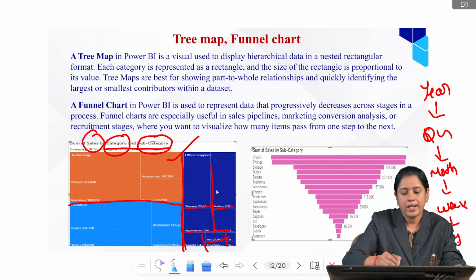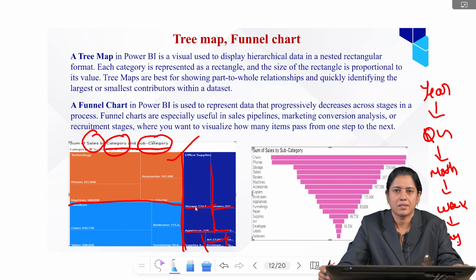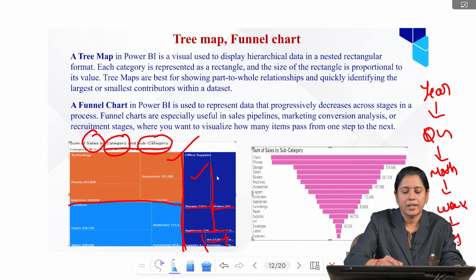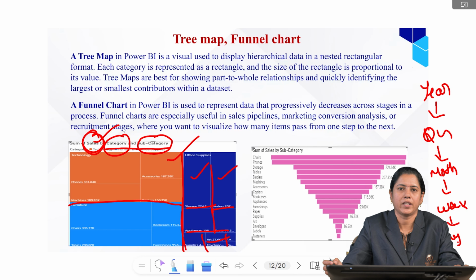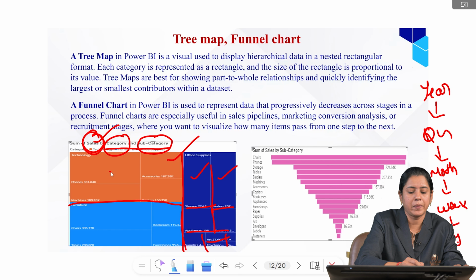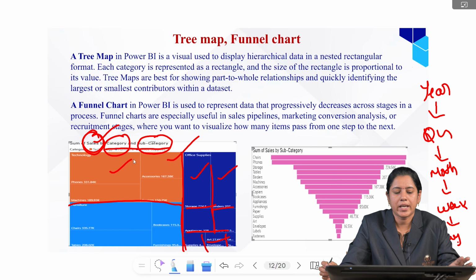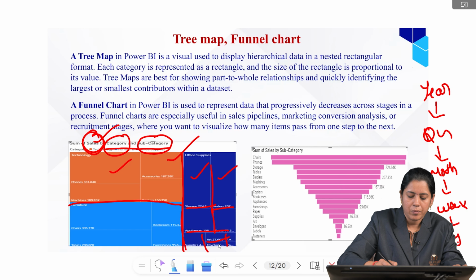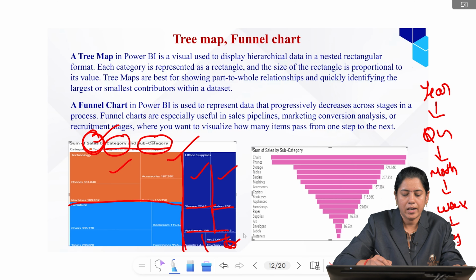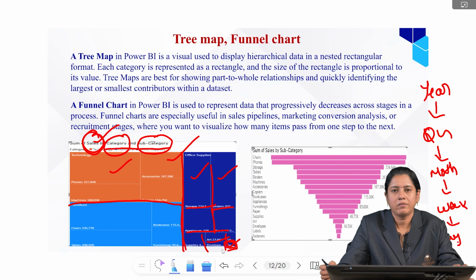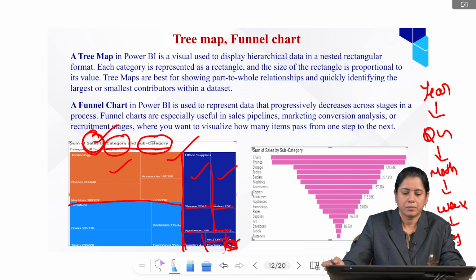Observe here, all the rectangles are not the same size. The size of the rectangle depends on the aggregated value of the sales numerical variable. If the size is big, it means more sales are there in that particular category and subcategory. Observe here, this rectangle is very small, meaning that under this category and subcategory the sales are very low. So the size of the box gives us the information here.